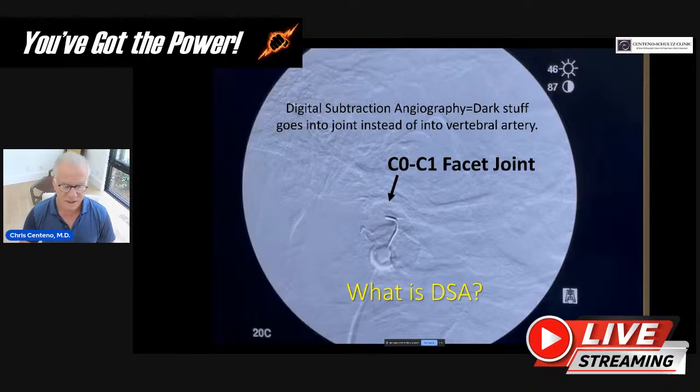And we don't want to see it going into the vertebral artery. So to do 0-1 and 1-2 safe, we have to use this digital subtraction angiography. We can also inject the facet capsules, and we can inject inside the joint.